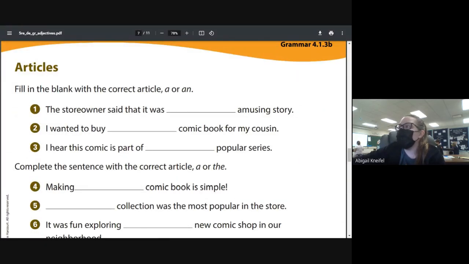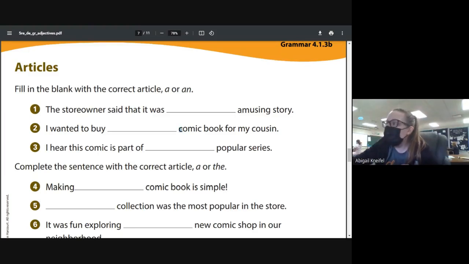Fill in the blank with the correct article, a or an. There are only two options for 1 through 3. The store owner said it was a amusing story, or the store owner said it was an amusing story. Does anyone know? Rochelle. Try again. It is an because this is a vowel. If the next word starts with a vowel, it has to be an. A-N. Vowel means A-N.